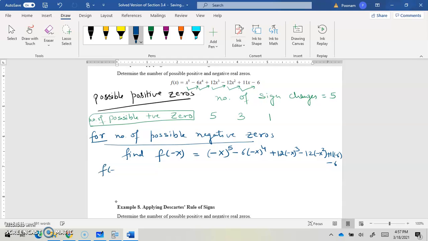So f of negative x is negative x raised to power 5 minus, negative x raised to power 4 will become positive because an even power makes negative positive.